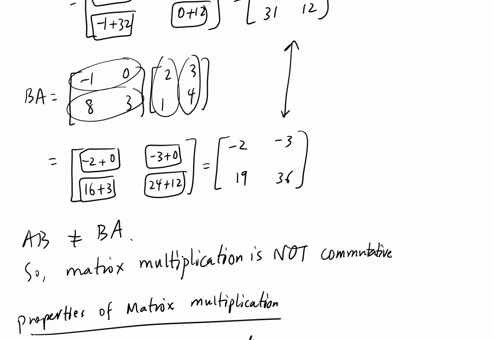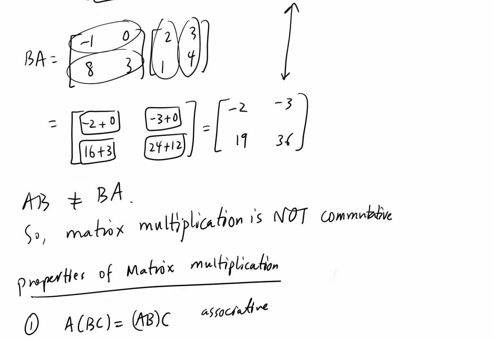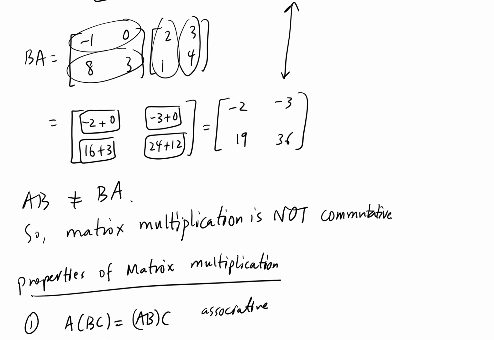So what are the properties of matrix multiplication? First, associative is fine. If you multiply the first two matrices and then the answer by the third, or if you multiply the last two and the answer by the first, it should work out.